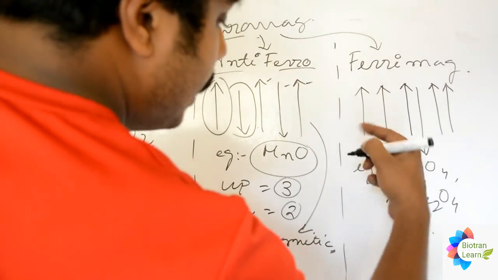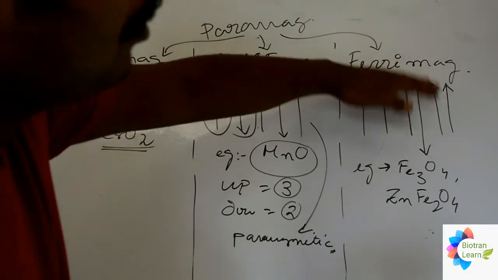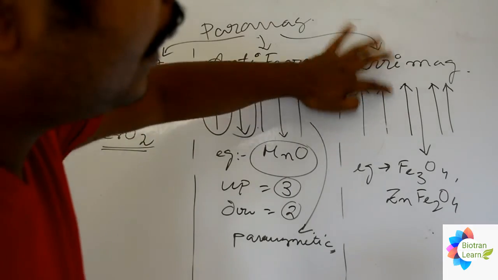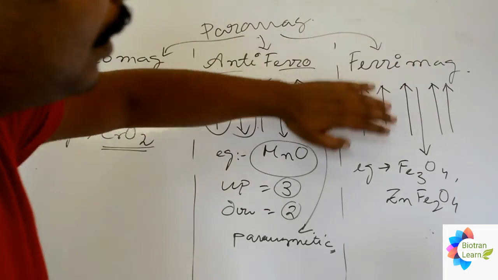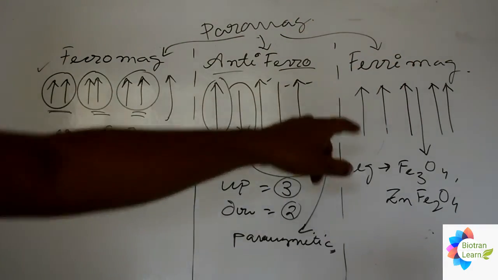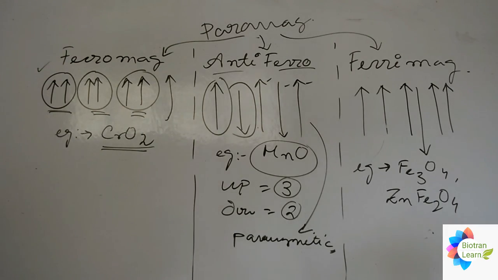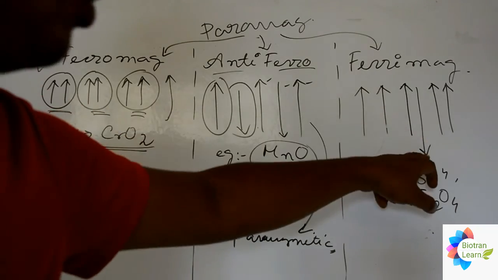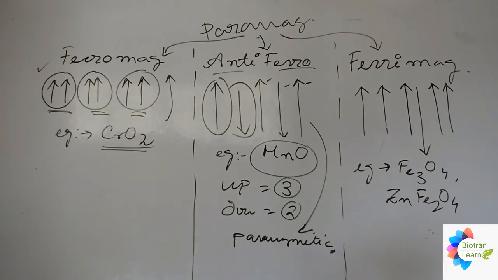And in case of ferrimagnetism, maybe all the arrows are in the same direction, all the electrons show the same kind of spin, but a single arrow will point in the opposite direction.